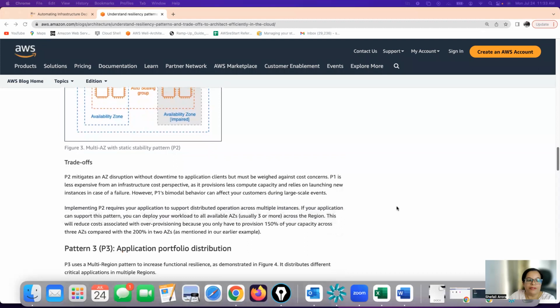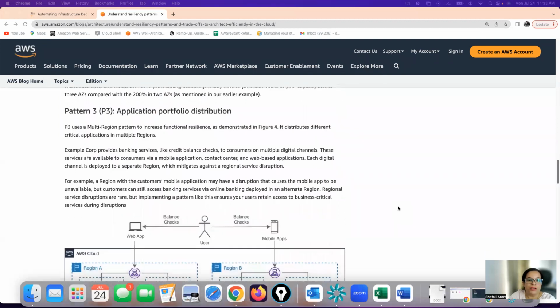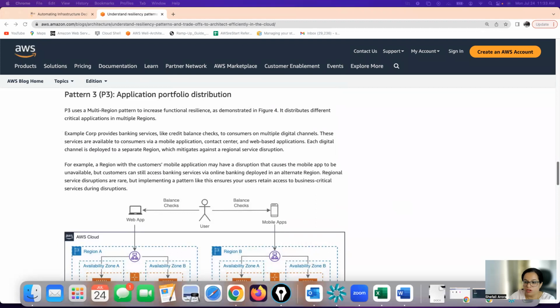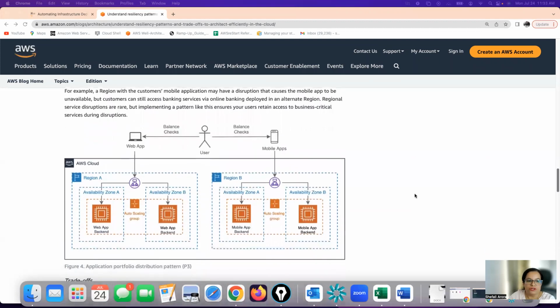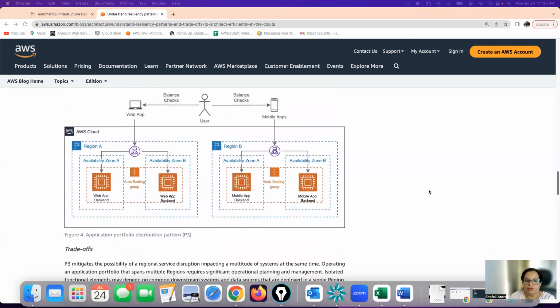Let's come to pattern number 3, P3, and this is about application portfolio distribution. Now let's find the architecture diagram for this. Awesome. This is a multi-region pattern, and it is used to increase functional resilience. It distributes different critical applications across multiple regions. Critical applications, think of banking services like credit balance checks, where customers use multiple digital channels, like the mobile app or the web app.